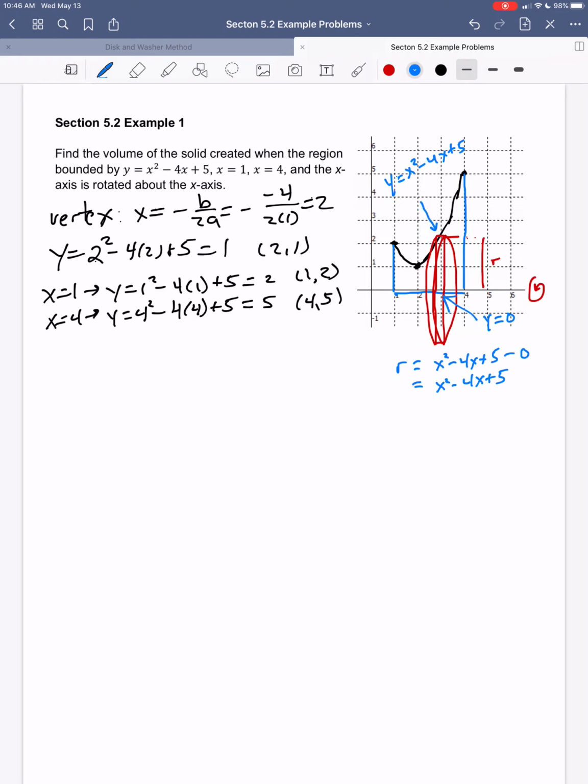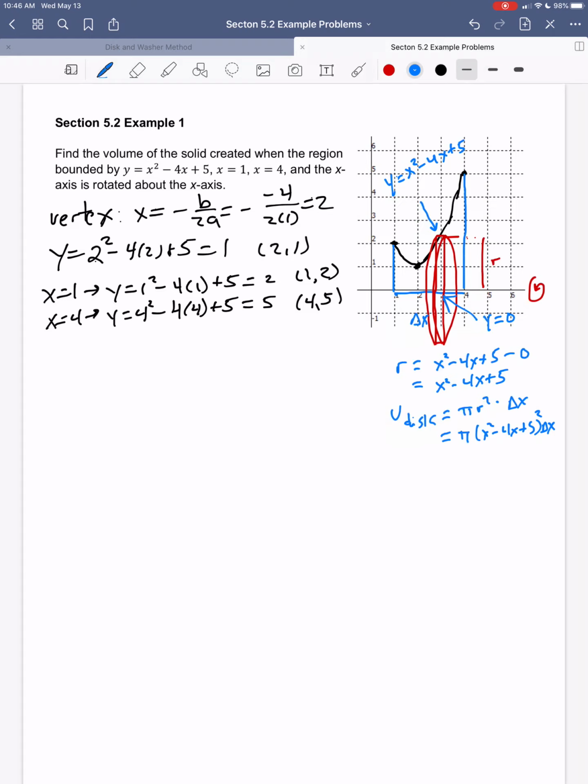And so the volume of my disk, well, this is a little change in x here, right? I've got a delta x. That's the thickness of that rectangle. It's going to be pi r squared, that's the area, times the thickness, which is delta x. So that's going to be pi times this x squared minus 4x plus 5 quantity squared delta x. And that's that thing that we evaluated on the first page.